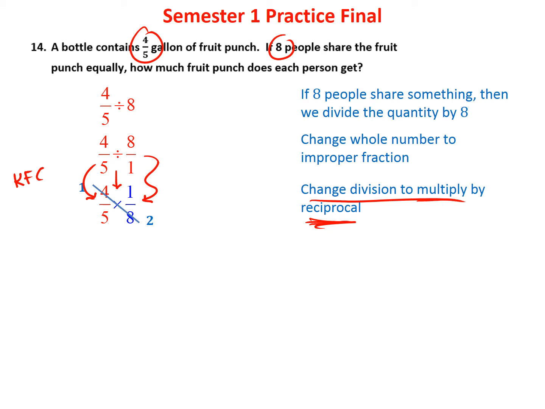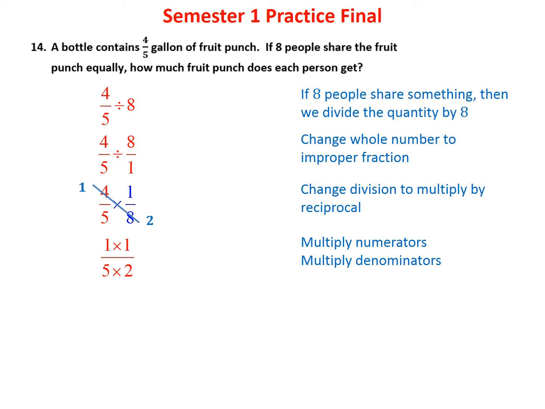4 times 1 is 4. Actually, I took out the 4 into that and got 2. So on top we have, let me just clear that up so you see it. 4 goes into 8 2 times, so 1 and 2. 1 times 1 is 1 over 5 times 2, and that's 1/10 of a gallon. So each person will get 1/10 of a gallon.